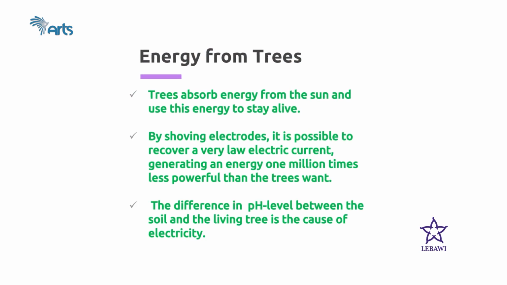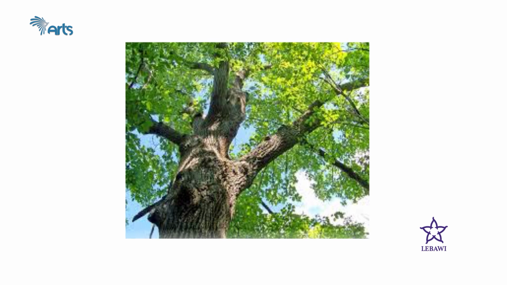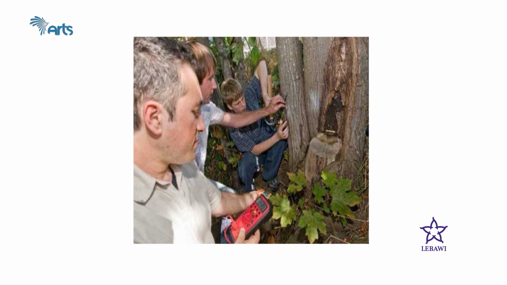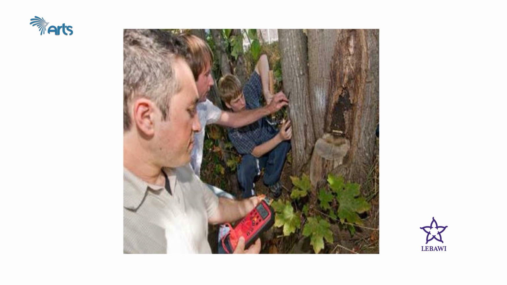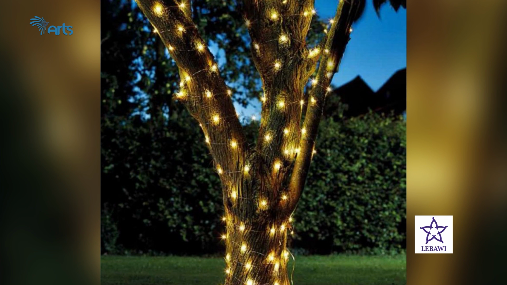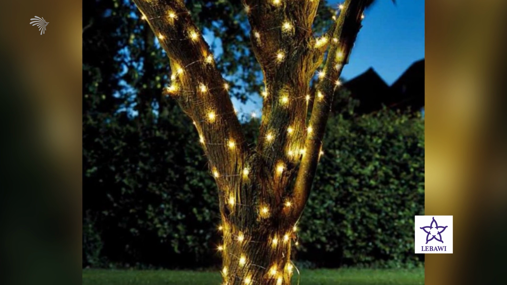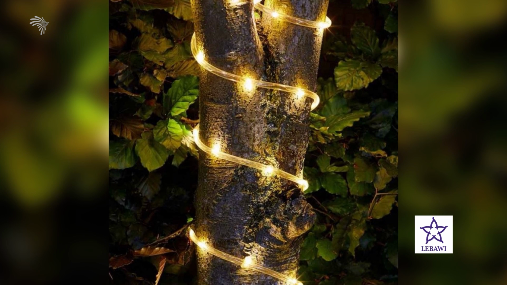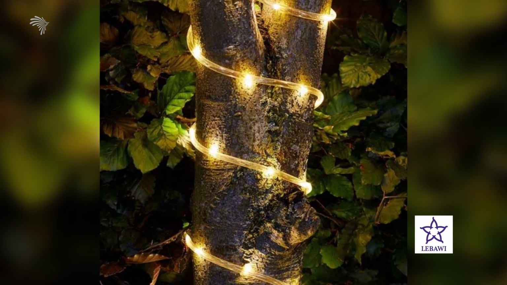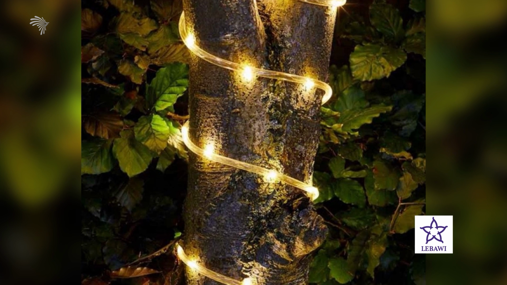Energy from trees. Trees can absorb several thousands of watts of sunlight during the sunnier hours of the day, but they use this energy essentially to stay alive. By shoving electrons, it's possible to recover a very low electric current, generating an energy 1 million times less powerful than the tree wants. According to researchers, this faint amount of electricity is actually created by an imbalance in the pH between the soil and the living tree.